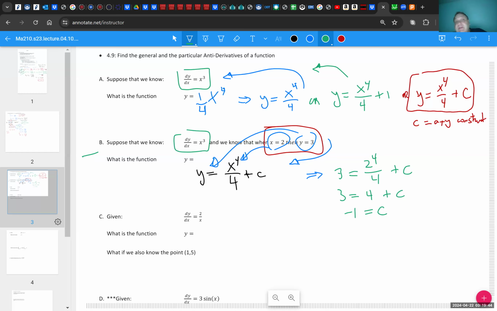So if I was given some additional information, I know what the value of c has to be. I know that the correct answer here is not y equals x to the fourth over 4 plus c, but x to the fourth over 4 plus a -1, or as a lot of math people would just say, minus 1, right? Since plus a negative is just a minus. So given some additional information, given some particular values of x and y, we can get a better solution.